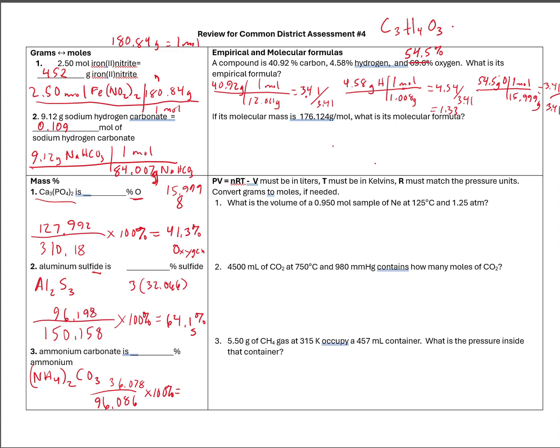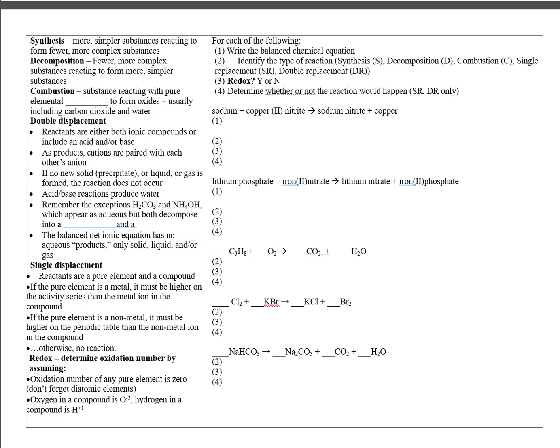And we need a total mass of that, so we'll add them up. So the empirical formula mass for this formula is 88.062. So if I take 176.124 divided by 88.062, I'm going to get pretty close to 2. Therefore, the molecular formula we're after is C6H8O6, which, by the way, is the formula for vitamin C.